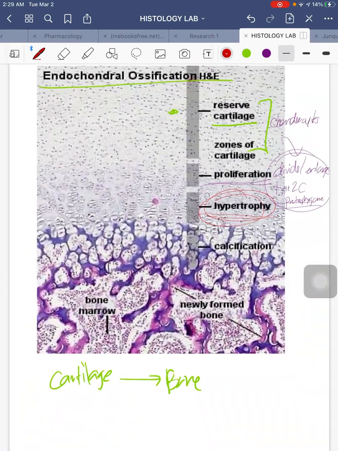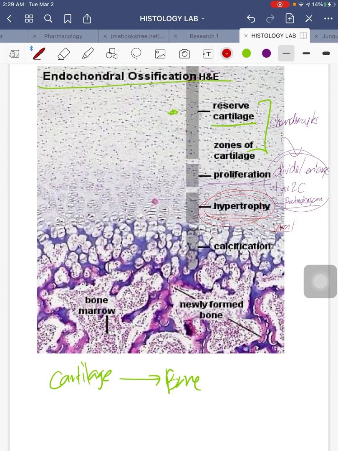If I zoom it in, it's very pixelated. This is also known as your maturation zone. By the word hypertrophy, they will enlarge. They are said to be cuboidal in shape, and they will enlarge even further. Next is your zone of calcification.